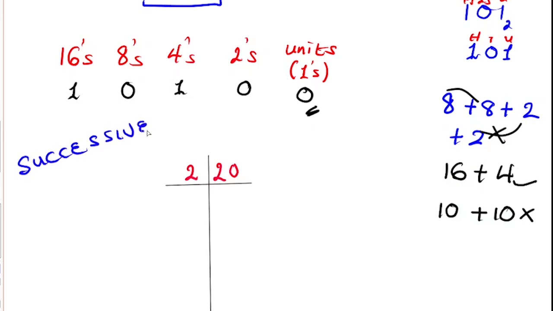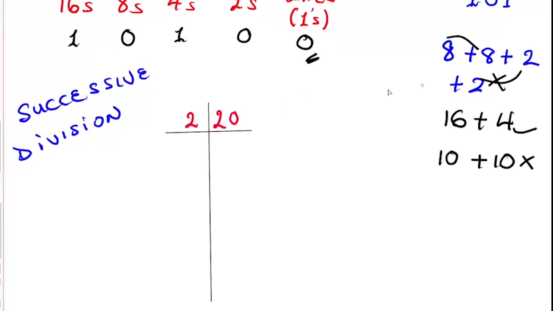Successive division. So the word successive there makes it easier for us to understand. When we say successive, it means we are going to continuously divide by a number, in this case by 2. And the reason why 2 is picked is because we are in a base 2 system. And if I divide something by 2, it means I want to have groups of 2's. If you divide 20 by 2, you have 10. Yeah, 10. So it means I have 10 groups of 2's.